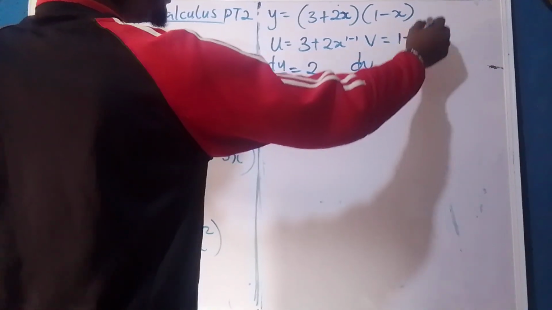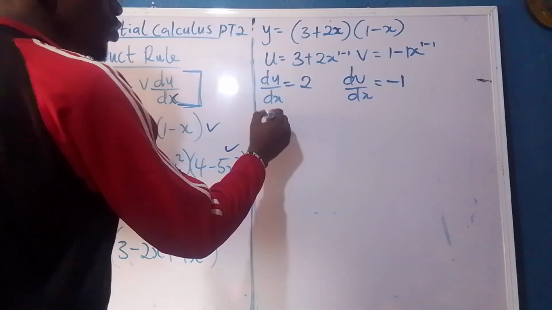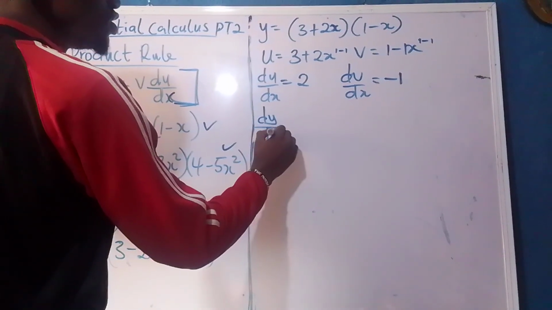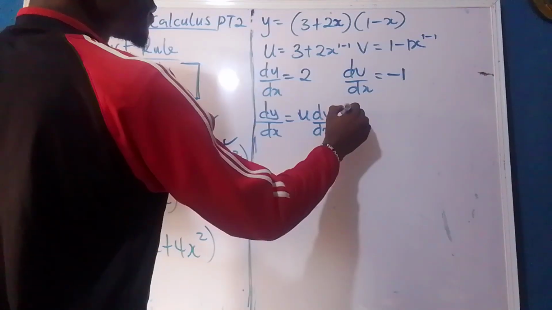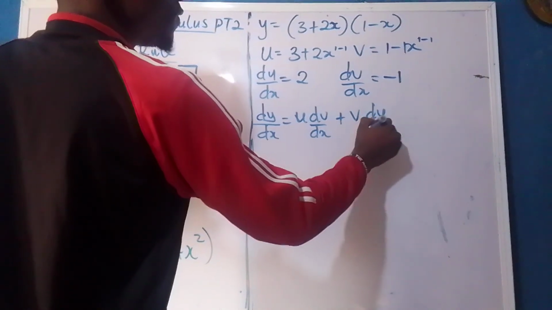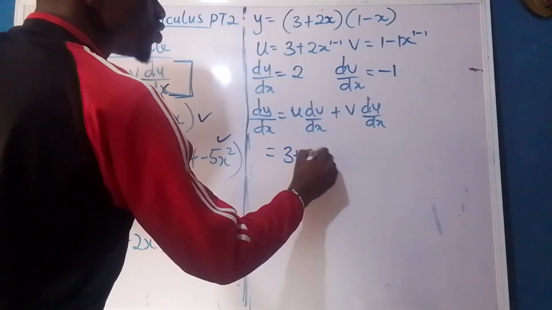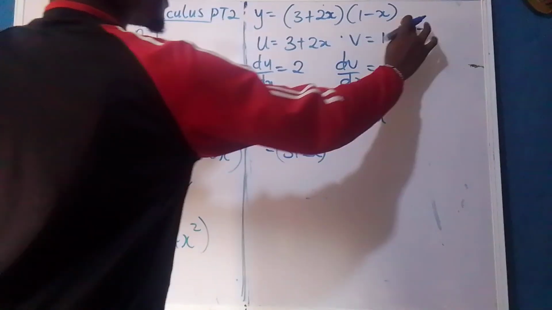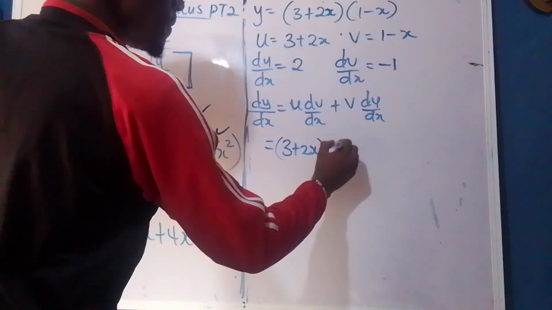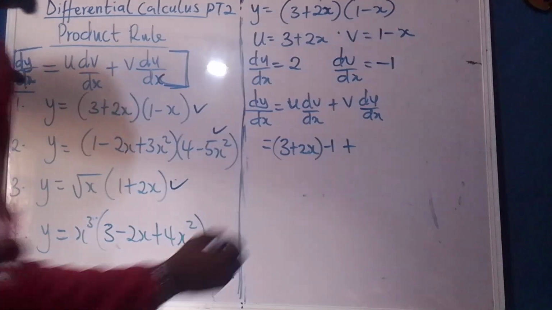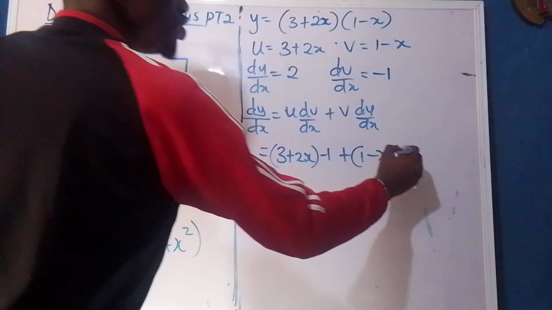Subtract 1 from it, that's x raised to the power of 0, and x raised to the power of 0 is 1. So you now go back to the product rule formula, which is dy over dx, that's u dv over dx plus v du over dx. So just input the value of u, which is 3 plus 2x, then dv over dx is minus 1, then plus v, that's 1 minus x, du is 2.